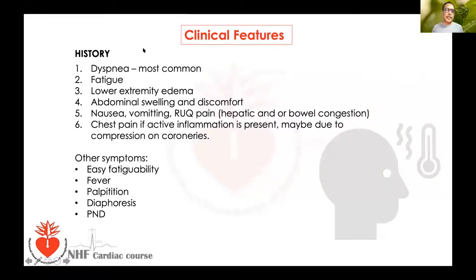From history, what we can get, as dyspnea is most common, patient can give fatigue, lower extremity edema, abnormal swelling and discomfort, nausea, vomiting, right upper quadrant pain due to hepatic and bowel congestion, chest pain. It may occur due to active inflammation, and interestingly, maybe due to compression on the coronaries. Other symptoms are fatigability, fever, palpitation, diaphoresis, PND.